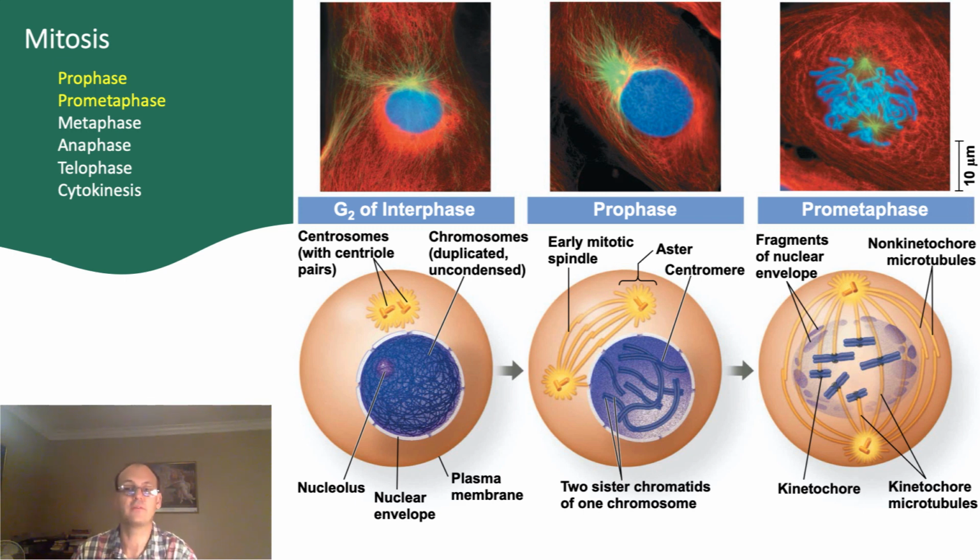Microtubules extend out from the centrosomes and form what is called the mitotic spindle. During the next phase, prometaphase, the nuclear envelope disintegrates. This allows the microtubules to reach into the nuclear space, and they attach to the kinetochore. The kinetochore is a protein complex attached to the centromere of each sister chromatid, and is the point of attachment for the microtubules. The microtubules begin to tug at the kinetochore of the sister chromatids.